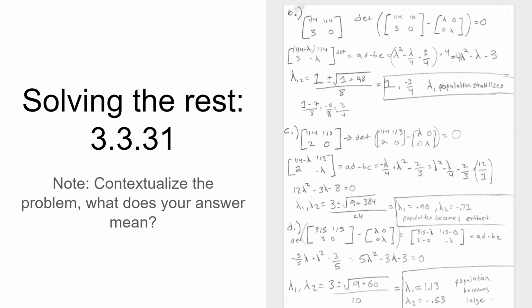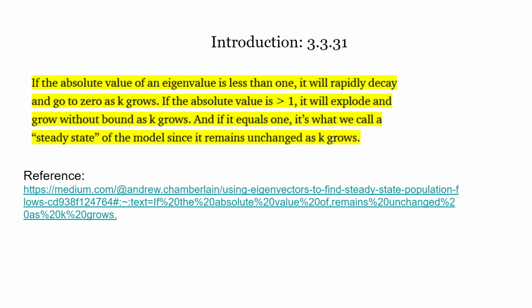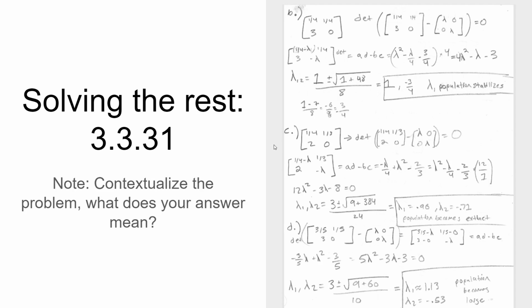So if you ever forget how to interpret these examples, you have to just go here, and it tells you exactly what to do. Now, we're looking for something that's equal to 1. It says right here, and if it's equal to 1, we call it steady state, so it remains unchanged, which is the same thing as saying that it stabilizes, as population stabilizes. I could go over the C and D as well, but it's basically the same idea.